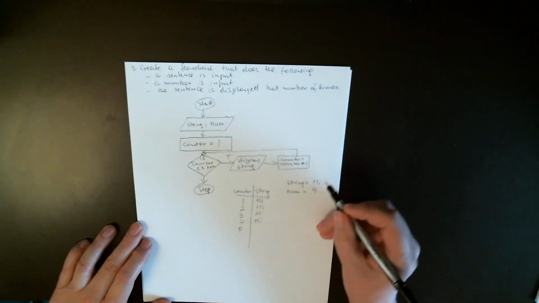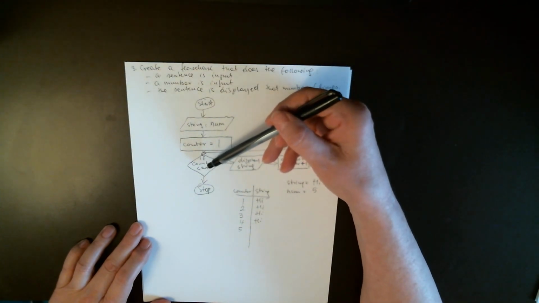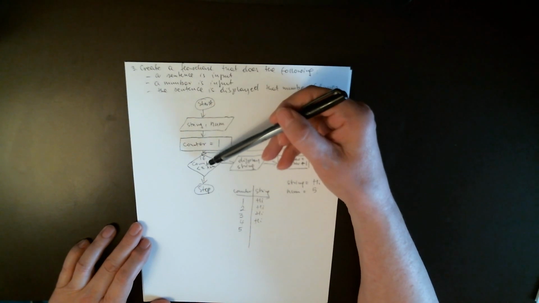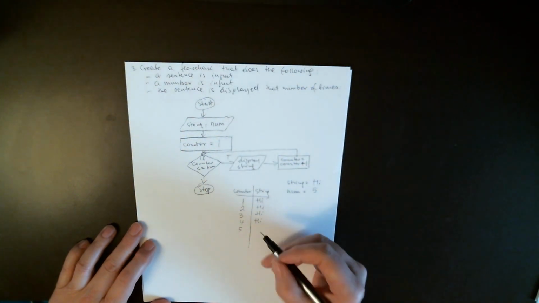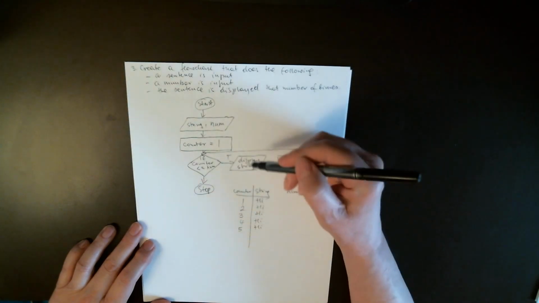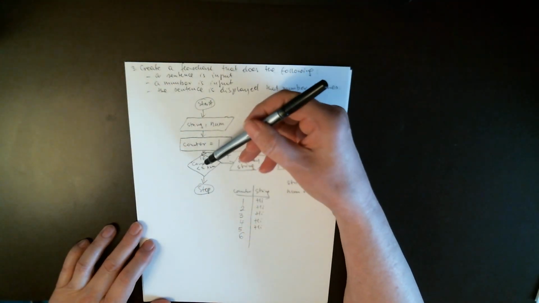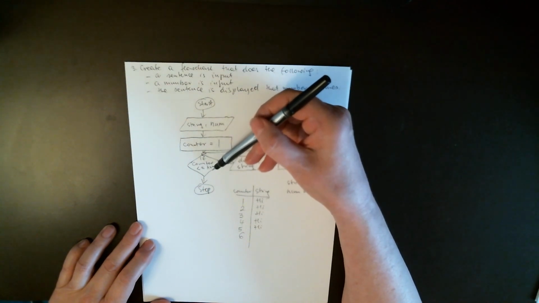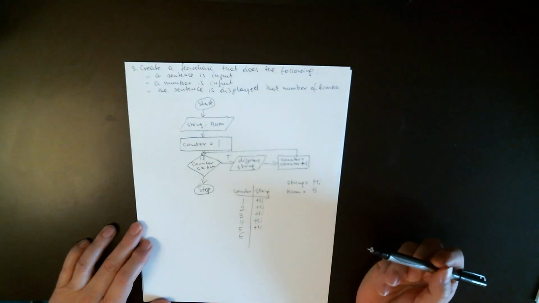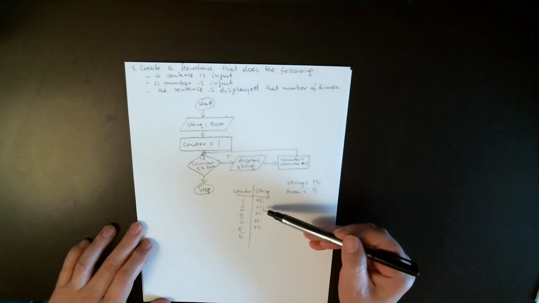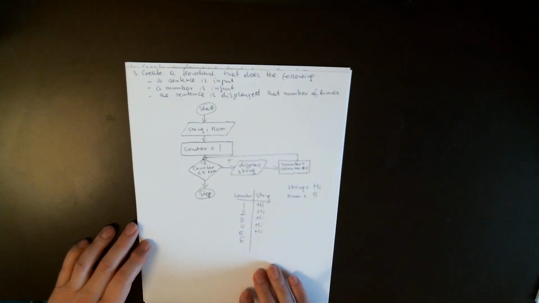Oh, wait. Let's look at the question. If the counter is less than or equal to 5, all right, so 5 is equal to 5. Display the string. And then the counter becomes 6. And with 6, is 6 less than or equal to 5? No. Stop. All right, look at the trace table. How many highs do we see? 1, 2, 3, 4, 5. That's it.